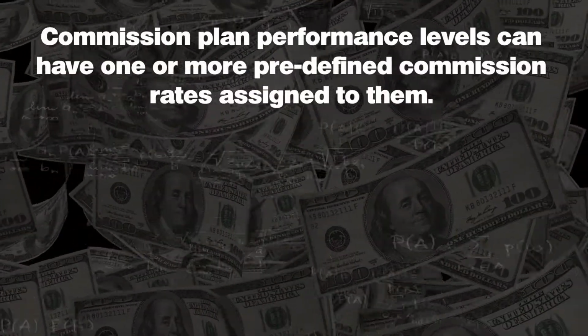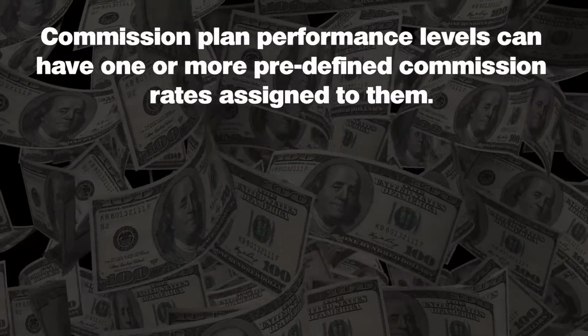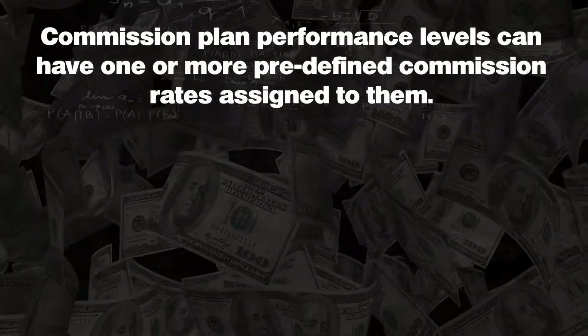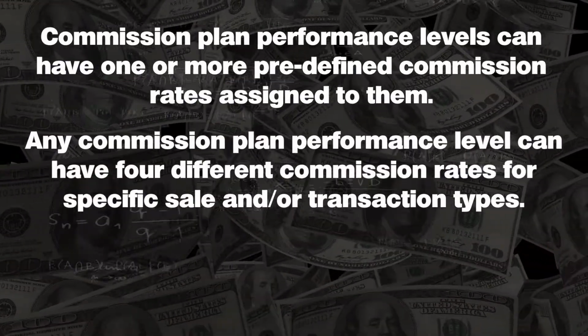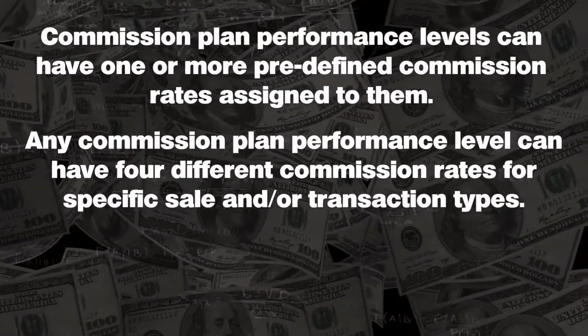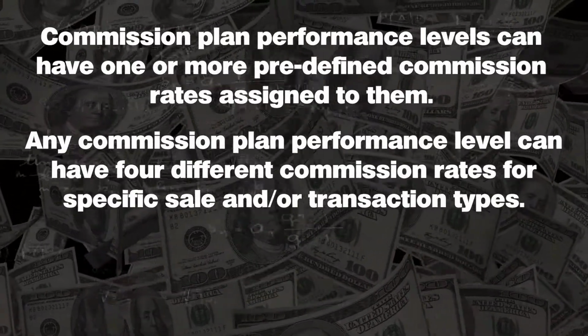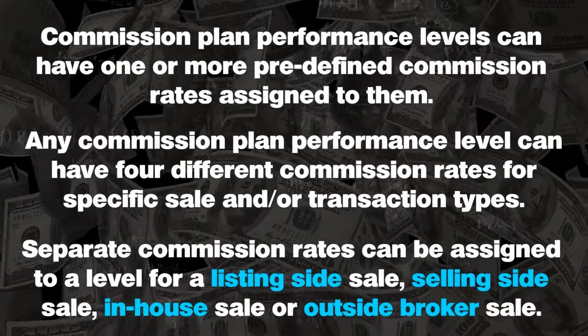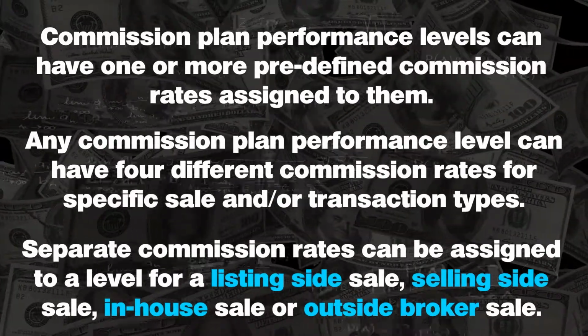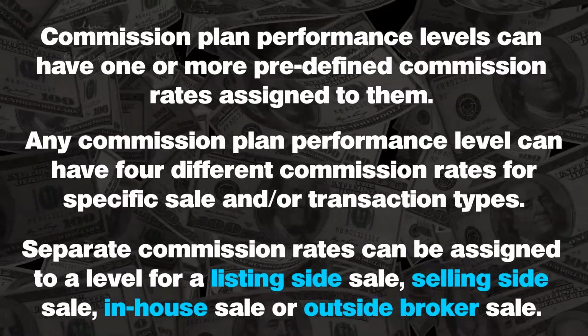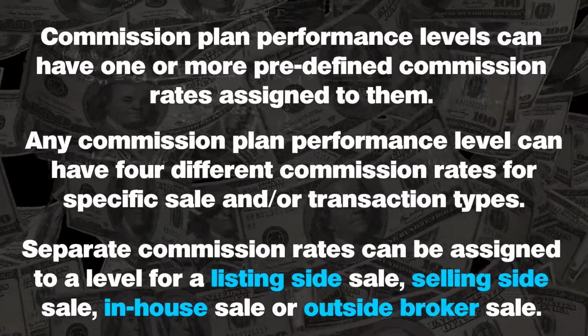Commission plan performance levels can have one or more predefined commission rates assigned to them. Any commission plan performance level can have 4 different commission rates for specific sale and/or transaction types. Separate commission rates can be assigned to a level for a listing side sale, selling side sale, in-house sale, or outside broker sale.